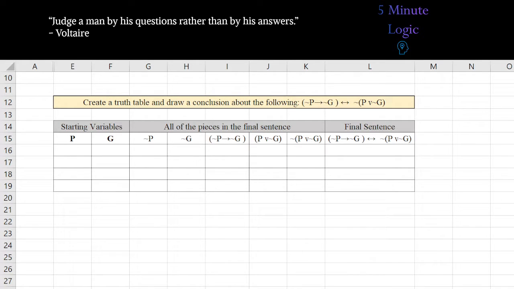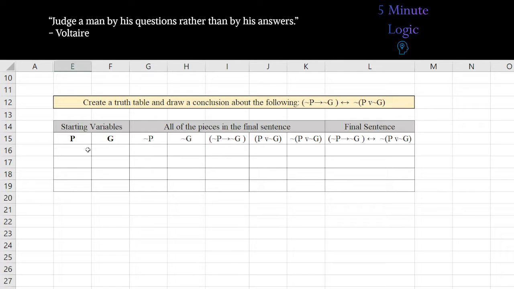Hi everyone, in this video we're going to talk about a complicated two-variable truth table and we're going to draw some conclusions about it. So let's look at the actual question here. So we have not P implies not Q, and then biconditional not the entire statement P or not Q. That's a lot. So let's break it down piece by piece and let's do it together.